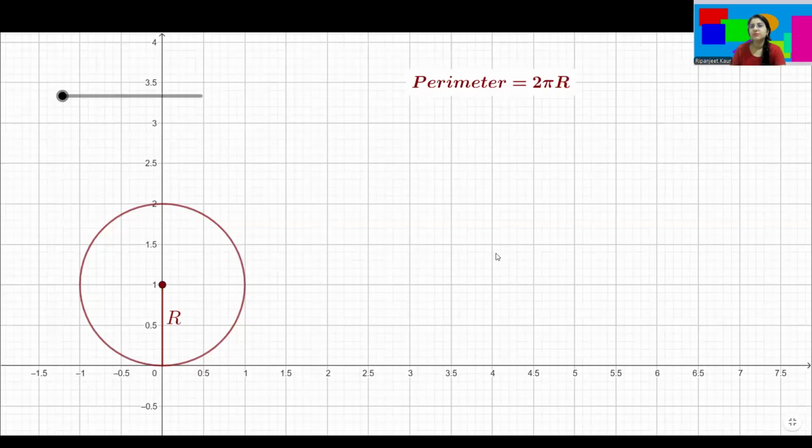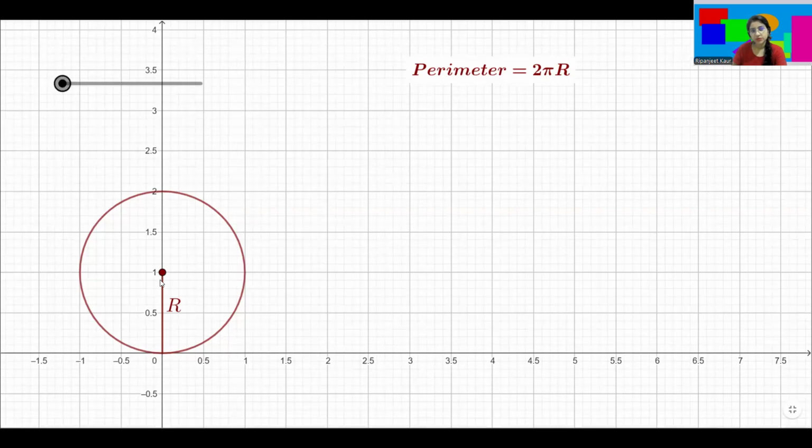So you want to find out the perimeter of the circle, which is 2 pi r, right? According to how we calculated. And now let us see if this is actually coming out to be that or not. The radius is 1 over here. We are opening this whole line. We're putting it on the number line.